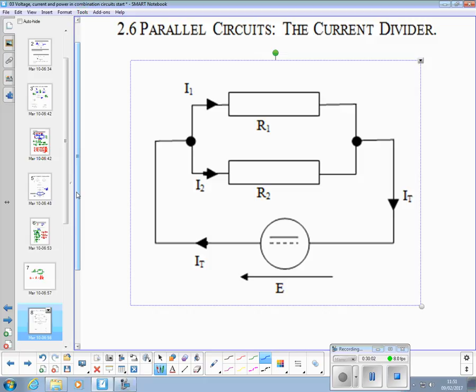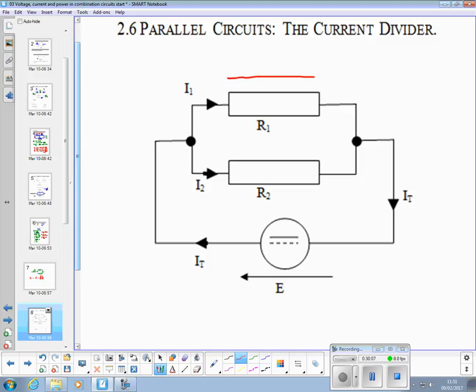Both of these resistors would have, if we put a voltmeter there, V1 and V2 will be the same in this case, because they're connected electrically to the same point there and there. In fact, they would both have the supply voltage across them. So in an all parallel circuit, voltage is constant for all the components.